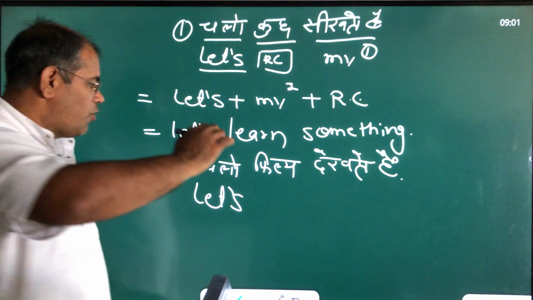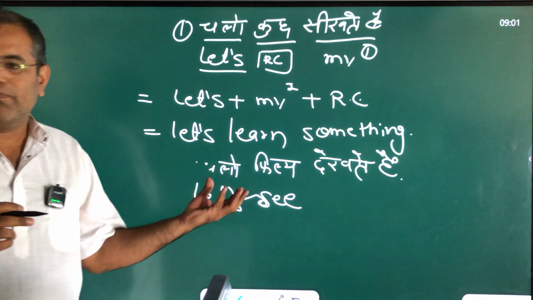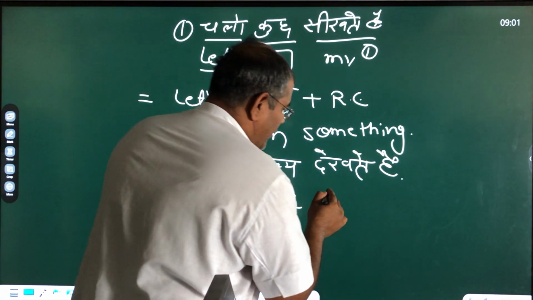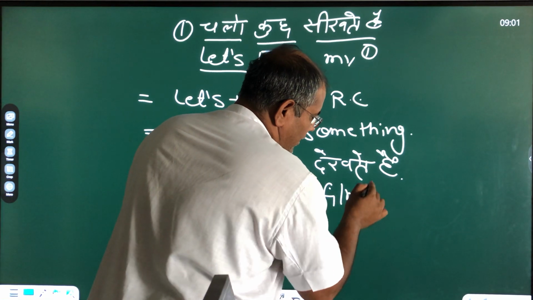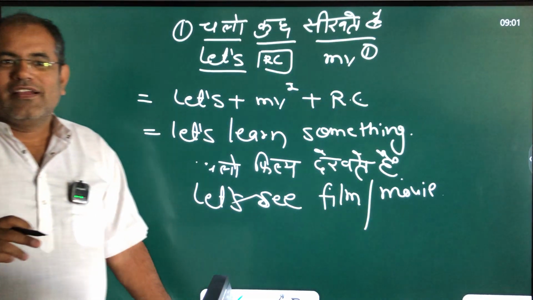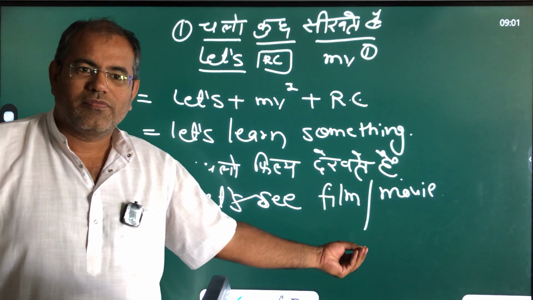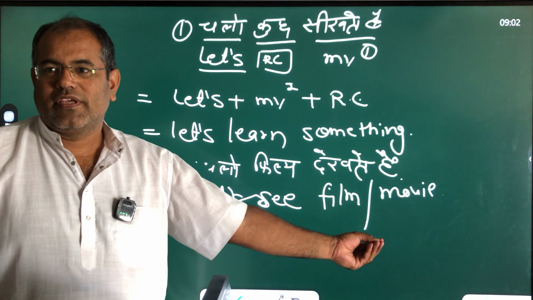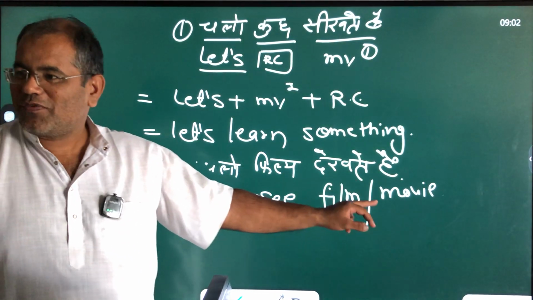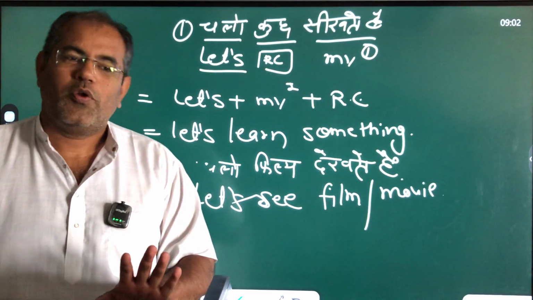Is that clear? So let's see. Let's see. Then film. Film means object. So I will use here film. And you can say in other words movie, I think. Do you understand? Yes. It's very easy. Let's see film. Let's see movie. At the first we have to use chalo, it means let's. Then MB's first form. Then object. Object means RC. Do you understand? Yes, sir.